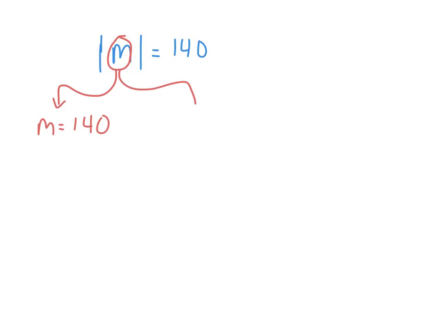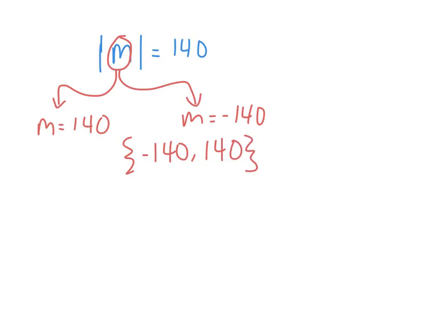Now, when I say a variable between the bars, it doesn't mean it always has to be x. Let's try the absolute value of m equals 140 and see if we can find the solutions to that equation. Well, just like before, there are two numbers that have an absolute value of 140. So I'm going to set the expression inside the bars equal to 140, and also set the expression inside the bars equal to negative 140. And it turns out those are the two solutions: negative 140 and 140.